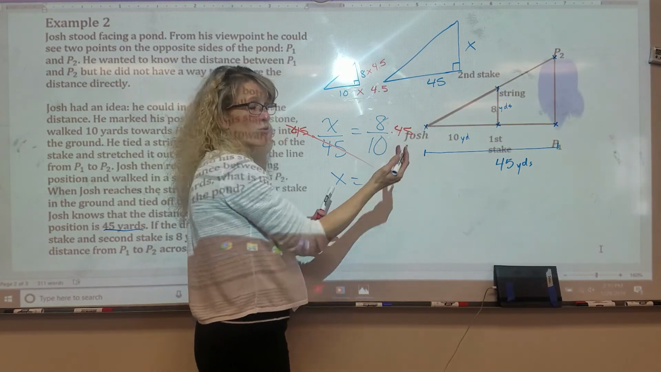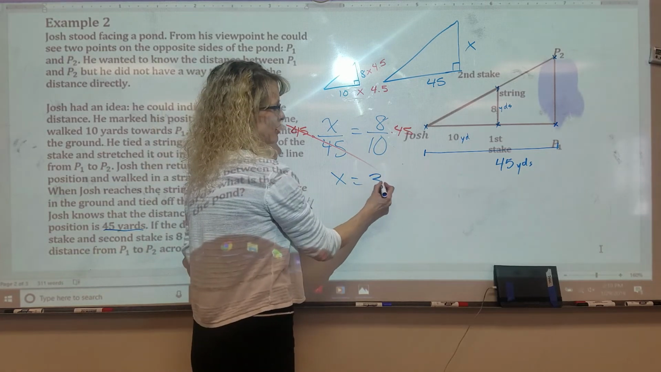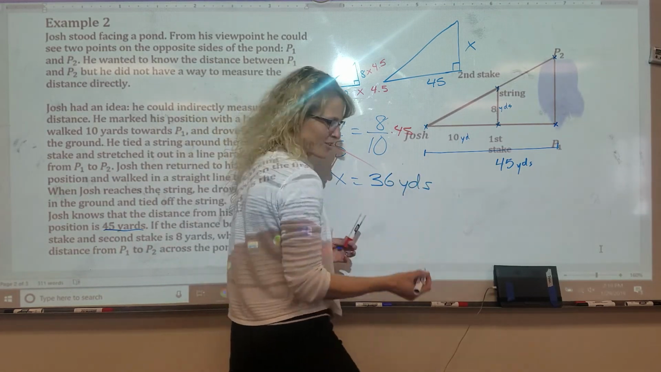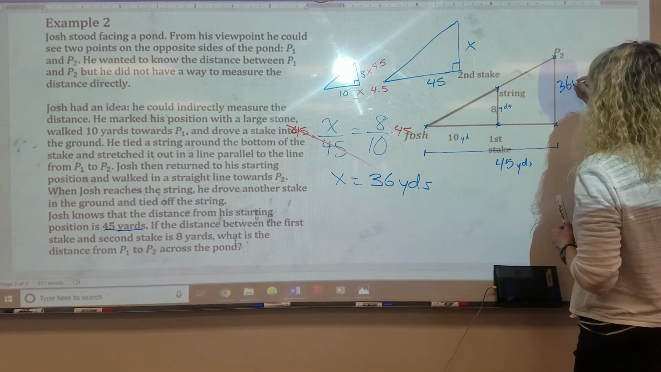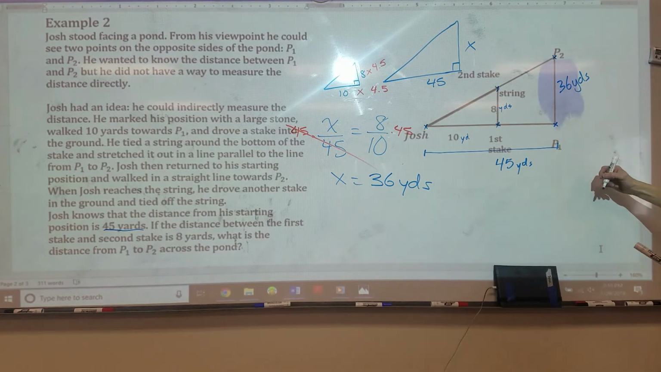So it'd be 8 times really 4.5. Who's got that calculated out? Spencer? 36 yards. 36 yards. So I think Josh could swim it. What do you guys think? Totally. You never know if he can swim or not.